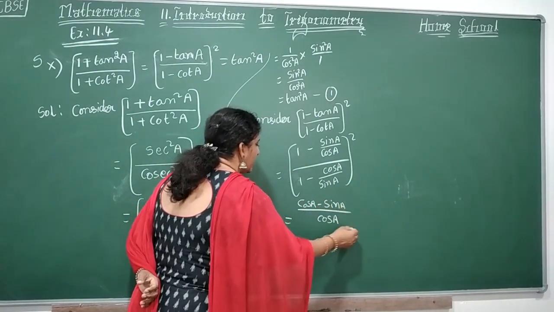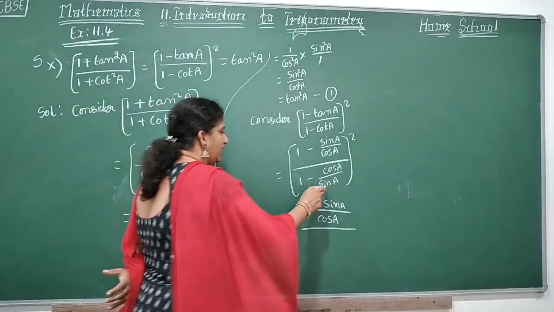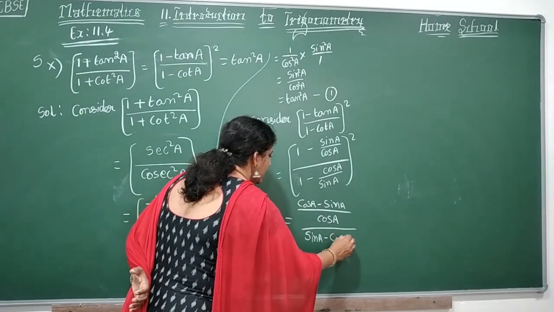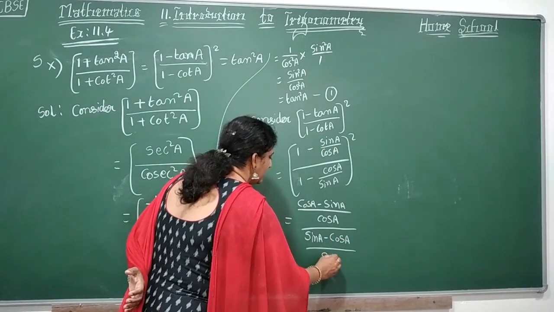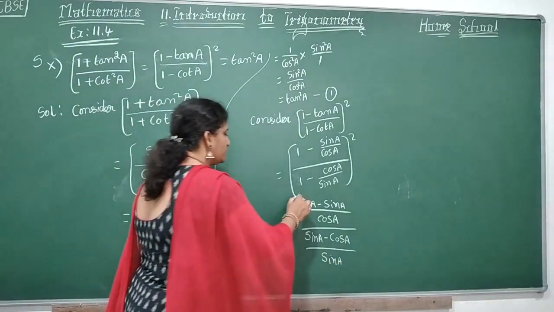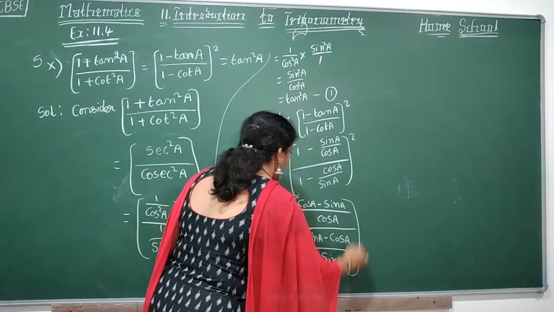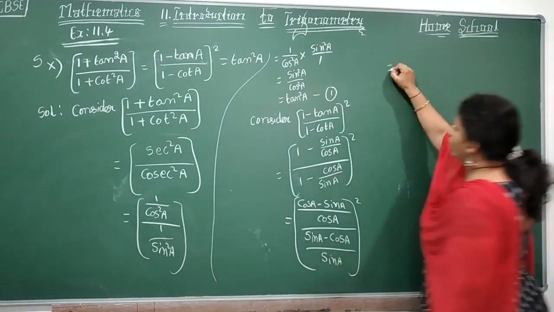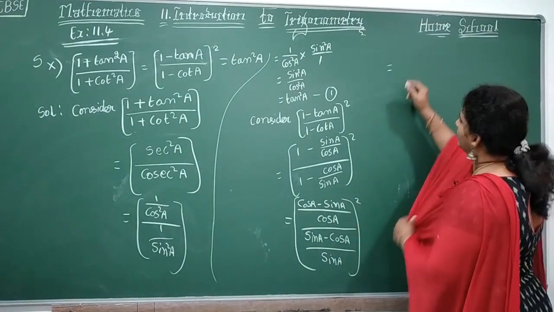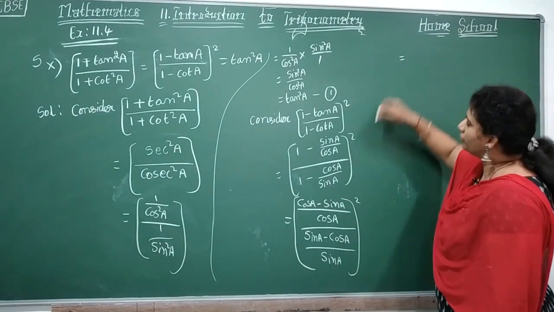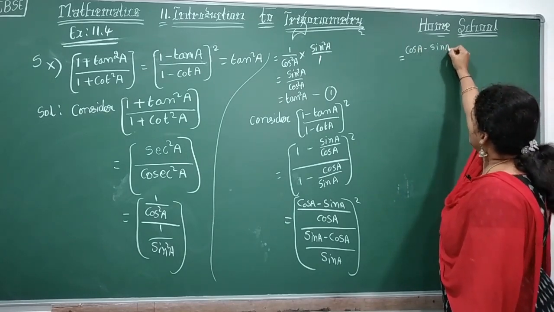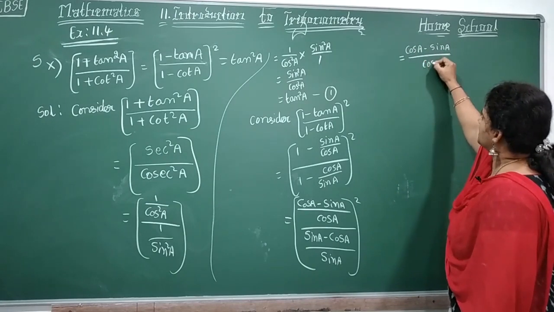Try to understand here carefully, children. Okay. So now again you write it here: sin A minus cos A by sin A. So you take again LCM. This will be whole square. So look here. Now how can I do this? So bring the denominator set to the numerator. That will be equal to, bring to the numerator, children: cos A minus sin A by cos A.